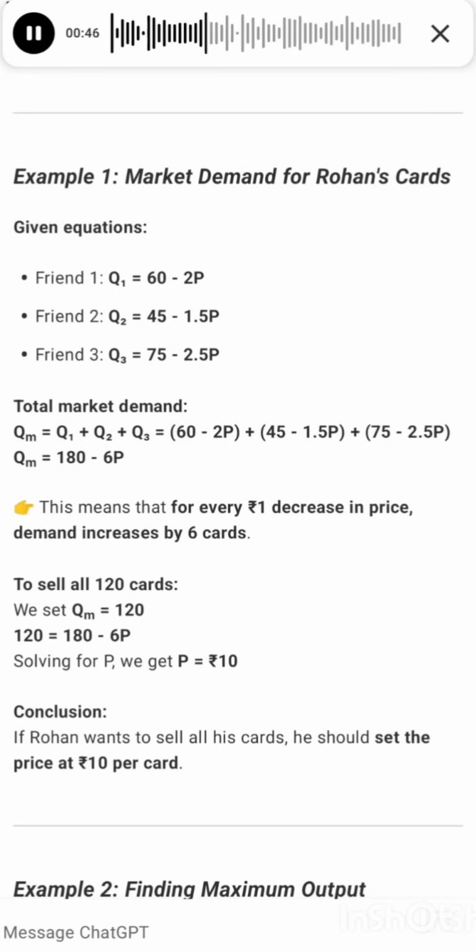To sell all 120 cards, we set Q equals 120. 120 equals 180 minus 6p. Solving for p, we get p equals 10. Conclusion. If Rohan wants to sell all his cards, he should set the price at 10 per card.